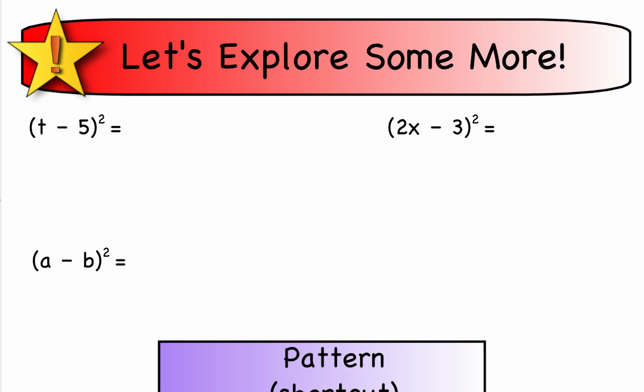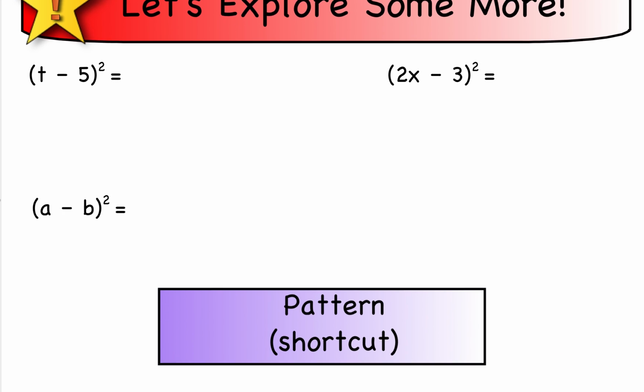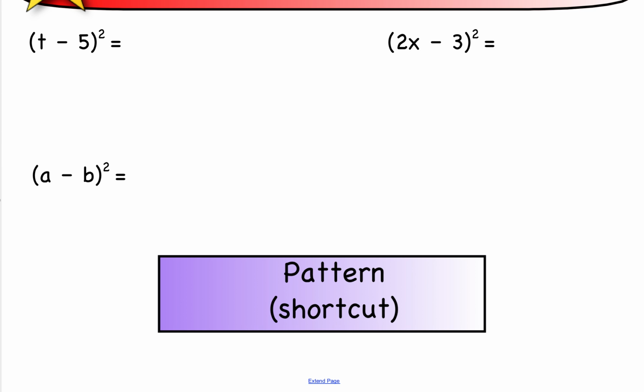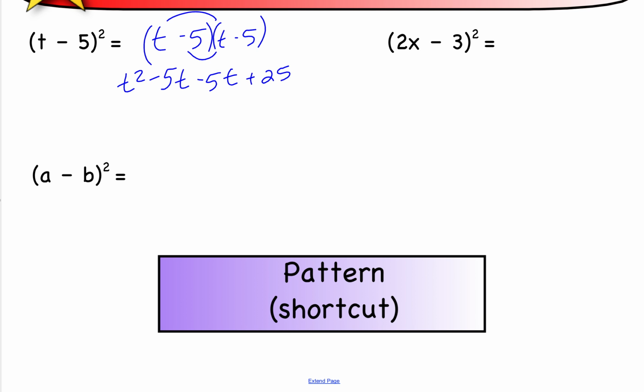So let's take a look at some other ones. What happens if we don't have just plus signs? What happens if we have some minus signs in here? How do we handle if we have some negatives? Well, t minus 5 multiplied by t minus 5. When we do this one, our first terms give us t squared. Outside is minus 5t. Inside is also minus 5t. And our last term is plus 25. Negative 5 times negative 5 is plus 25. So we end up with t squared minus 10t plus 25.